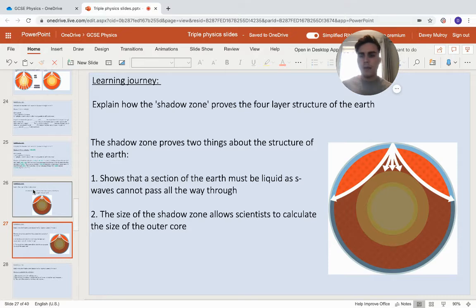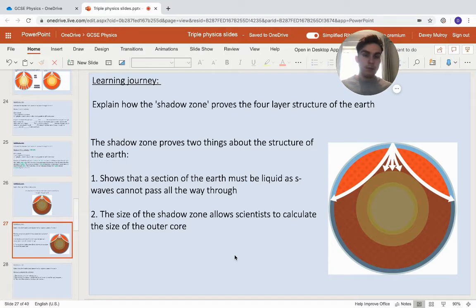And to top this up with how it proves the four layers of the Earth then. And it proves two things. Now, the first thing that it must prove is that some part of our Earth, if S waves cannot get through, must be a liquid. Okay? So it doesn't necessarily prove which part is a liquid, but it proves that there must be some liquid in the inside of our Earth. But we assume, because of other sort of scientific discoveries, that they're talking about the outer core here.